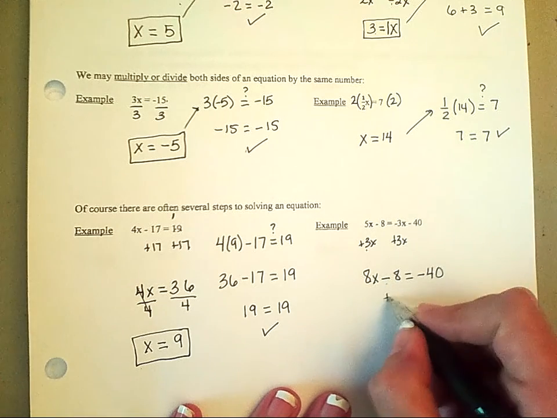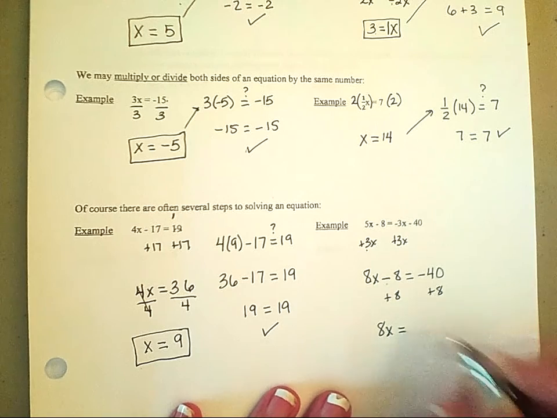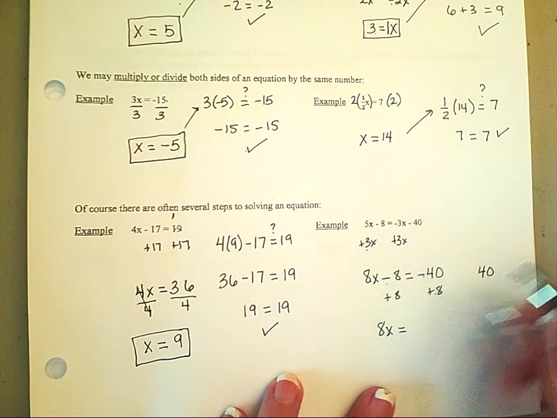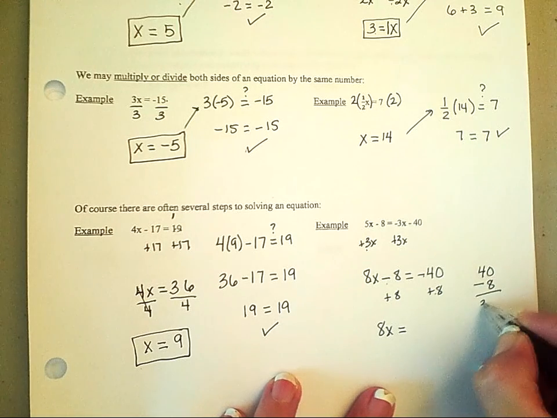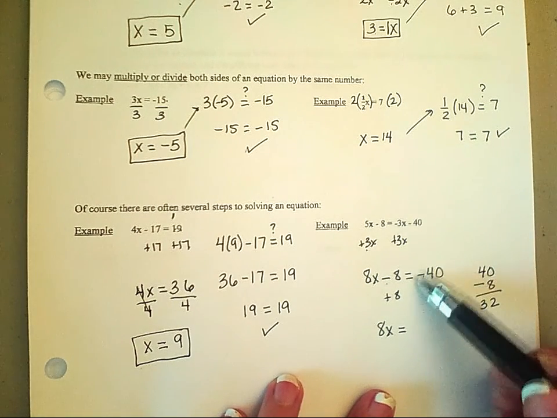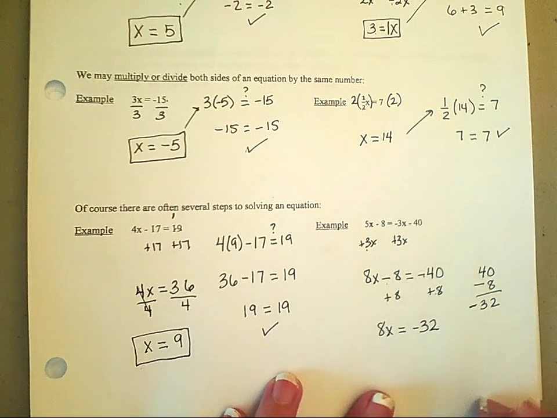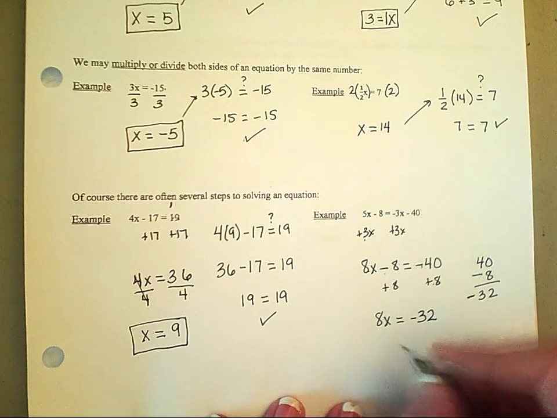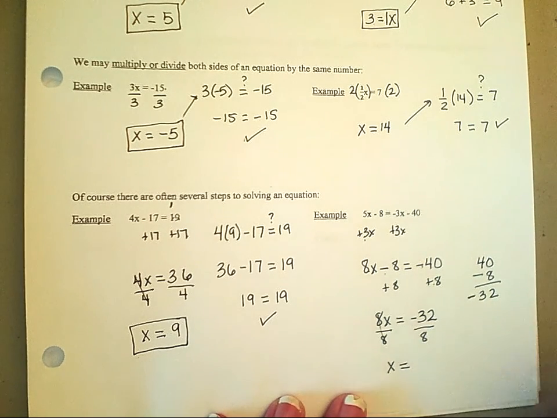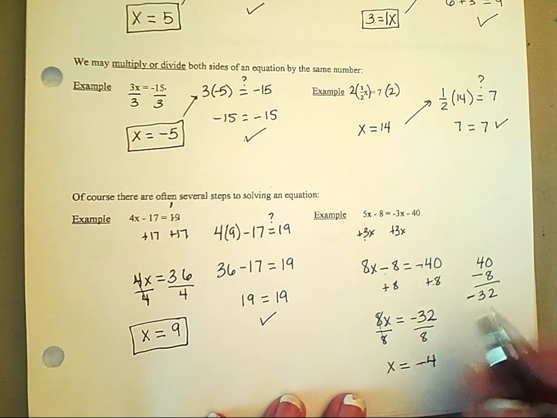Now I'd like to add 8 to both sides. So on this side we'll have 8x is equal to, now here, remember, I have the negative and the positive, so let's subtract as normal to get 32. But I want to take the sign of the larger number, and 40 is negative, so our answer will also be negative. Now finally we can divide by 8. So the 8's will cancel, and we have x is equal to 8 goes into 32 4 times with the negative.